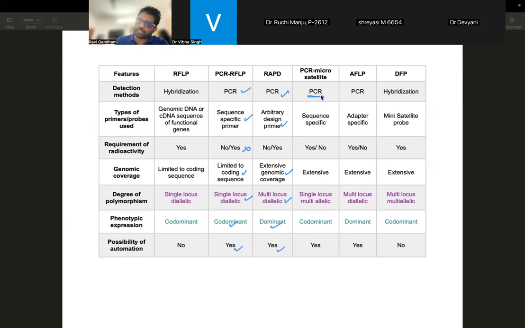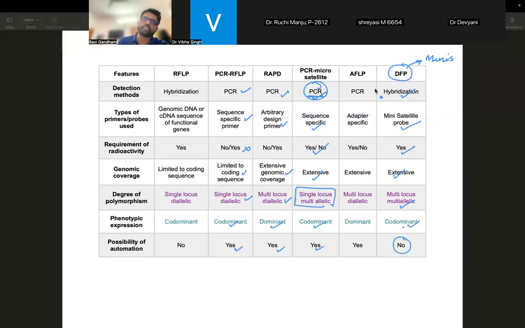Microsatellites, this involves PCR, I told you, right? When I said DFP here, it is nothing but what? Minisatellite DNA fingerprinting. It is minisatellite. This involves hybridization. This involves PCR. This is sequence specific. This is minisatellite probe again. Involves radioactivity. Sometimes yes or no for microsatellites. Extensive coverage in both the cases. This is single locus because PCR is involved, right? And this is multi-locus, and this is codominant. I told you, explained clearly how it is codominant. Whereas here it can be automated. However, this cannot be automated.